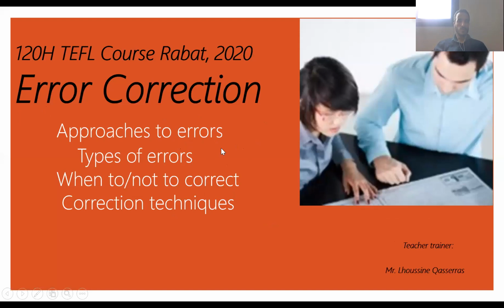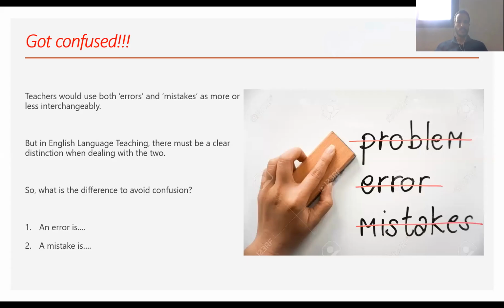So today's topic, as I told you, is about error correction. These are the major points we are going to discuss: the approaches to errors, types of errors, when to correct and when not to correct. And the most important part of this session is about the techniques, the how, the strategies, the ways of correcting your learners. Okay. Do you hear me? Yes, sir. Okay, perfect.